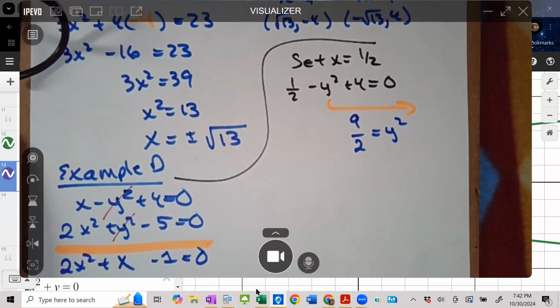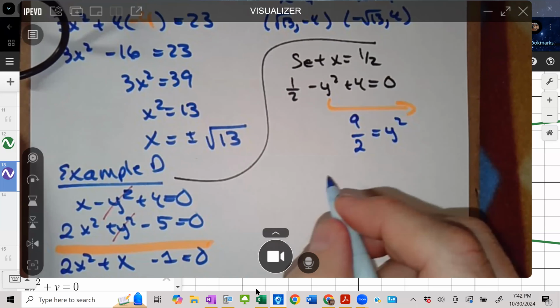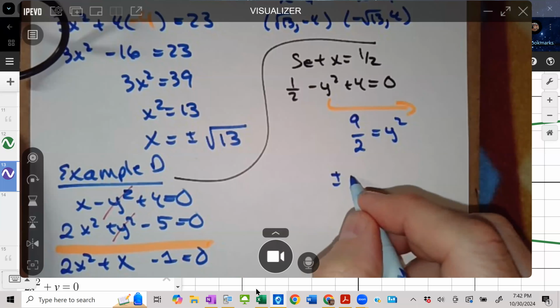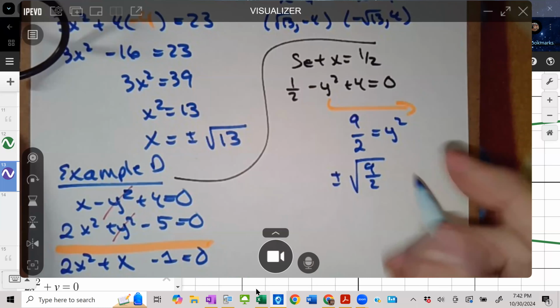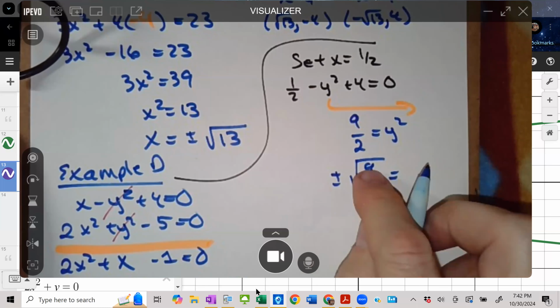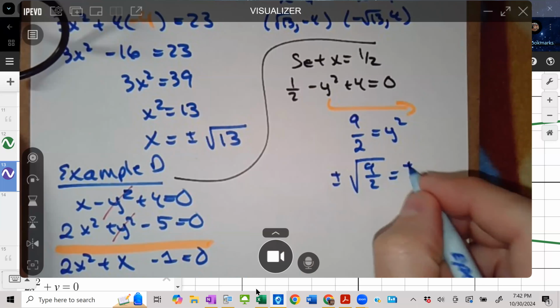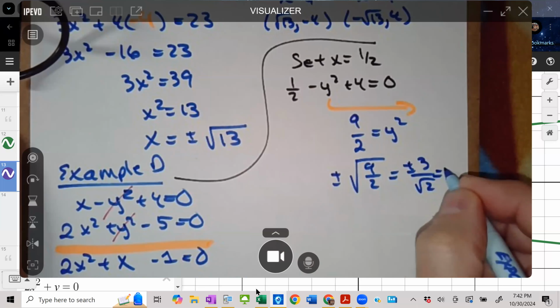And then we can take the square root on both sides. Hopefully you've seen this a couple times. You realize that the square root of 9/2 is going to have a plus or minus out in front of it. I can take the square root of the numerator, so it's plus or minus 3 over the square root of 2 equals y.